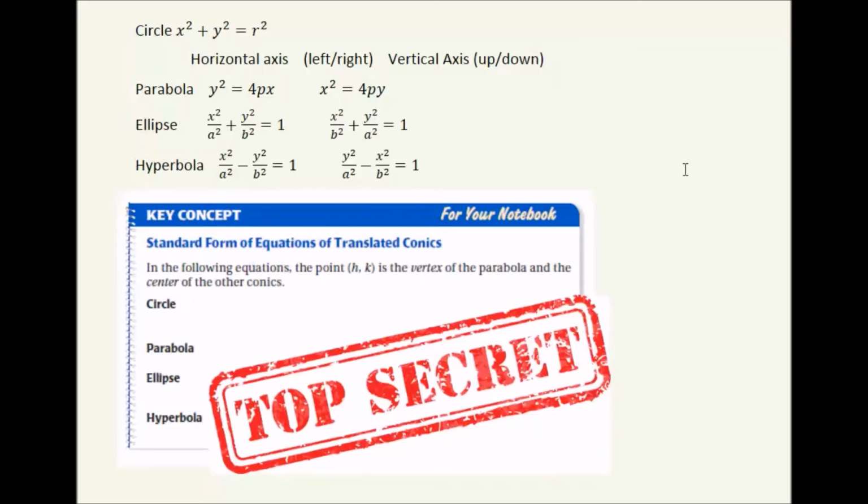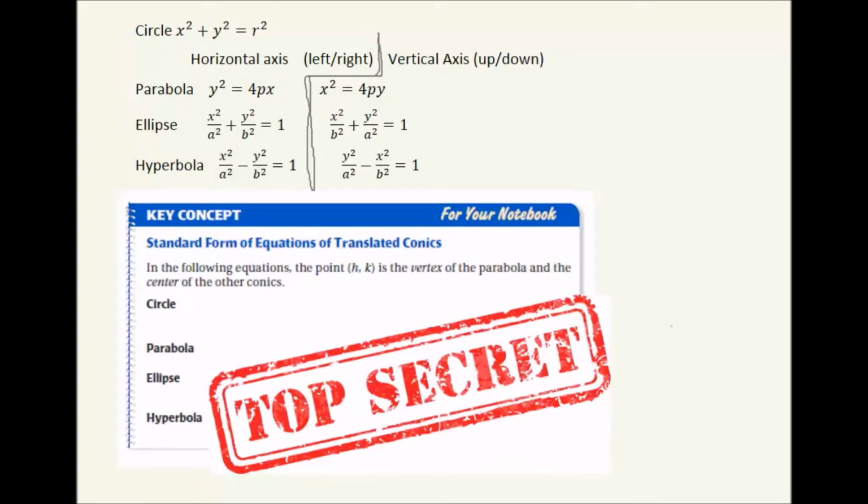Up until now we've only talked about conic sections, so circles, parabolas, ellipses, hyperbolas, with the center at 0, 0. And these are all the equations that we learned up until now. The circle, parabola, ellipse, and hyperbola. Of course, for the parabola, ellipse, and hyperbola, some of them open left and right, some of them open up and down. So it has a horizontal axis or a vertical axis.